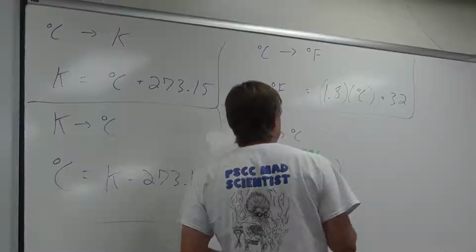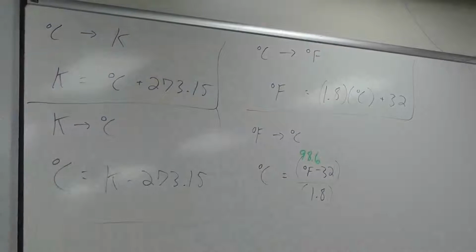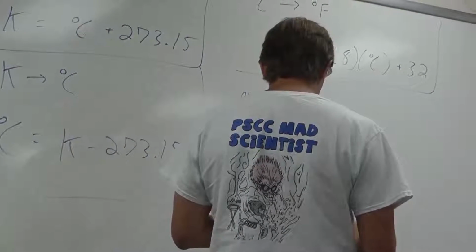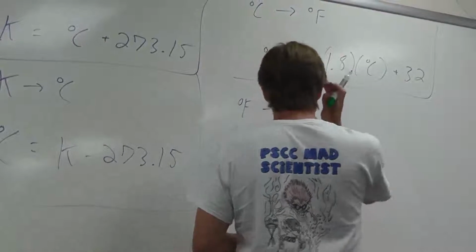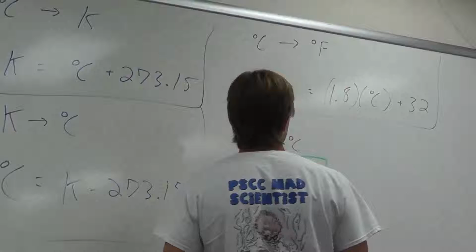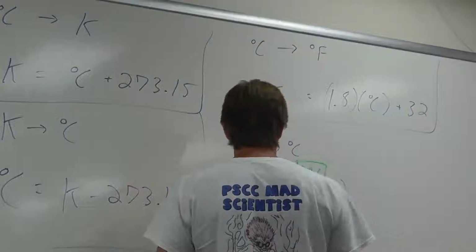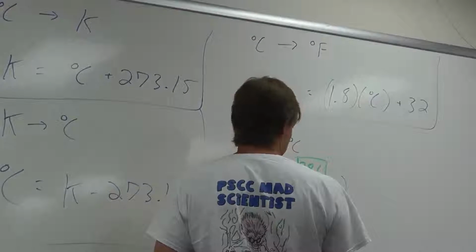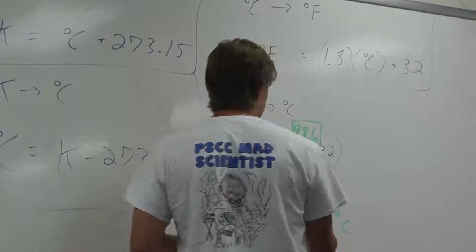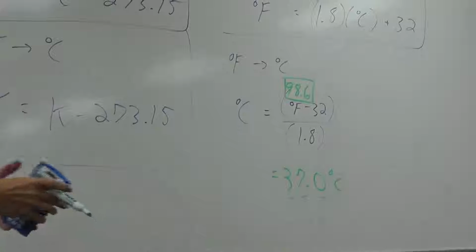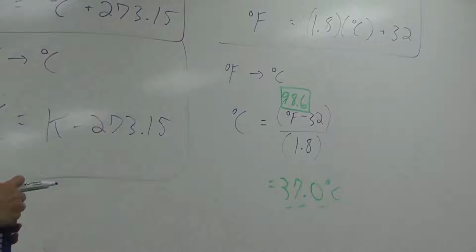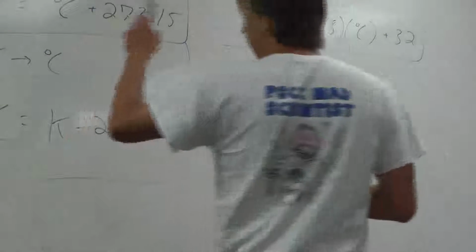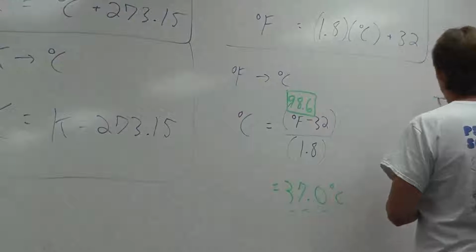The 32 and the 1.8 are considered constants, and those do not figure in as far as significant figures go. So if that's three significant figures going in, then when the calculator says 37 degrees, we make it 37.0, or three significant figures. Your answer should be 37.0. Question? And then when you convert that Celsius to Kelvin, it's strictly an addition thing.